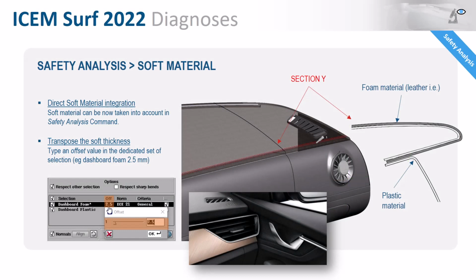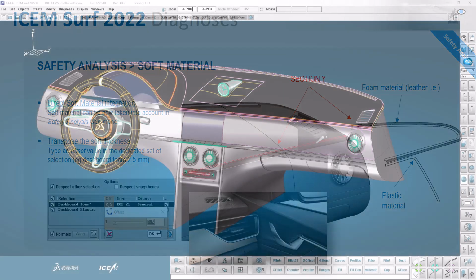A further fantastic enhancement to safety analysis is the new capability to take into account soft materials. Let's be honest, most cars have got soft foam over many parts of the interior. The soft foam is laid over a hard substrate on the dashboard, for example, and what we can do is specify an offset in the calculation mesh to give us a more accurate and useful result when we mix hard and soft parts. Let me give you a short demo.